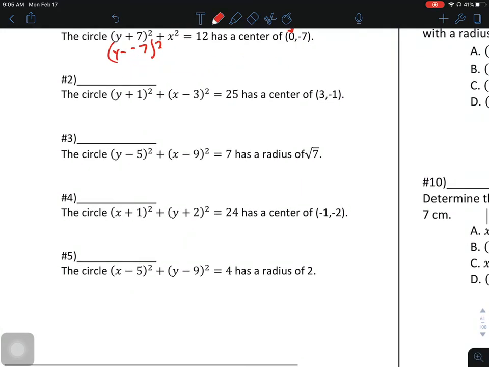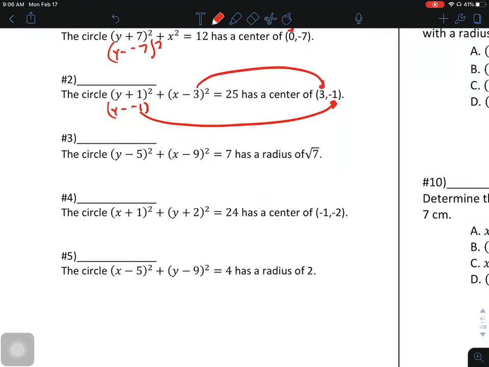Number 2, this is y minus a negative 1. It's the y value of the center. X minus a positive 3, that's the x value of the center, also true. Number 3, is this in the right form? I mean, usually these are the other way around, but we've got 2 perfect squares added together, equals 7. Well, the radius is going to be the square root of that, which is what this is saying, so that's true as well.